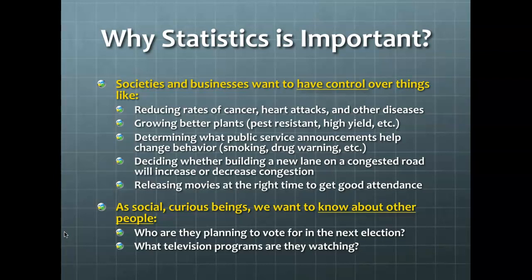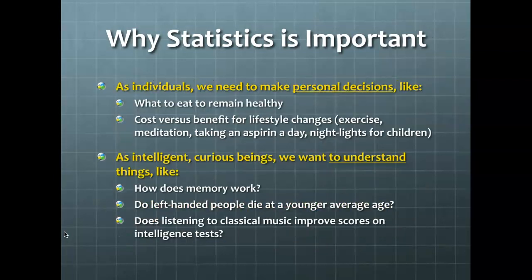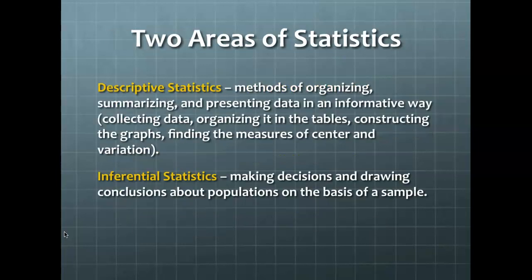Who are they planning to vote for in the next election? What television programs are they watching? As individuals, we need to make personal decisions like what to eat to remain healthy, cost versus benefit for lifestyle changes, exercise, meditation, taking aspirin a day, nightlife for children. As intelligent, curious beings, we want to understand things like how does memory work? Do left-handed people die at a younger average age? Does listening to classical music improve scores on an intelligence test?